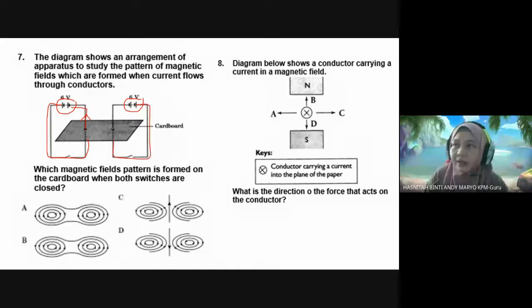So current flow in this way. Okay. Then on top, it also flow out of the paper. Kalau nak tengok dia flow in or flow out, tengok yang bahagian atas, on top of the cardboard. Okay. So in both sides, current flow out of the paper.